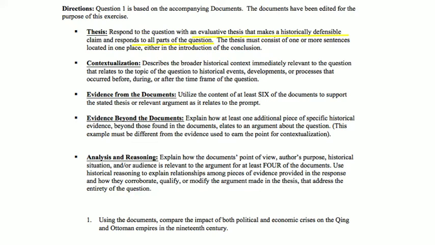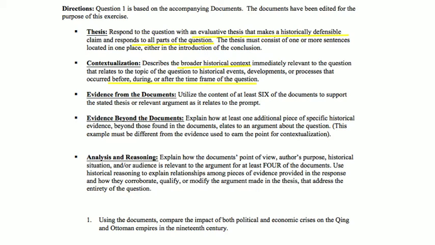And we have to put it into a broader historical context. So you have to contextualize your essay and tell me what else was happening in the world either before these events, during these events, or after the time frame of the question. Where does this fit into the scope of history?